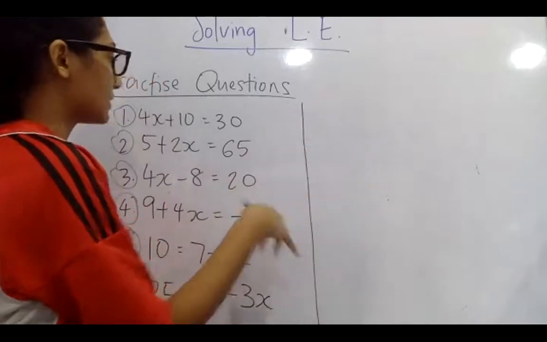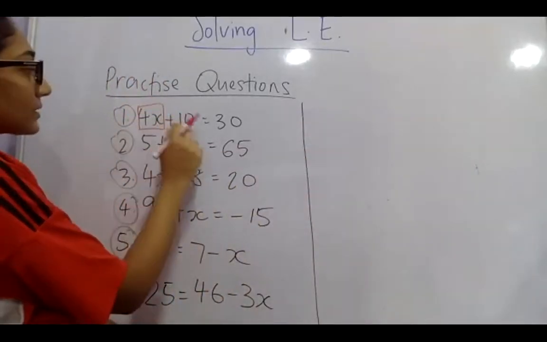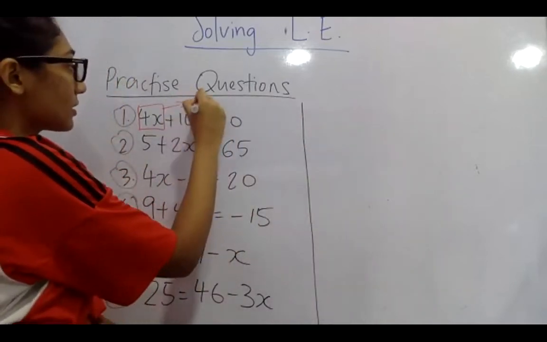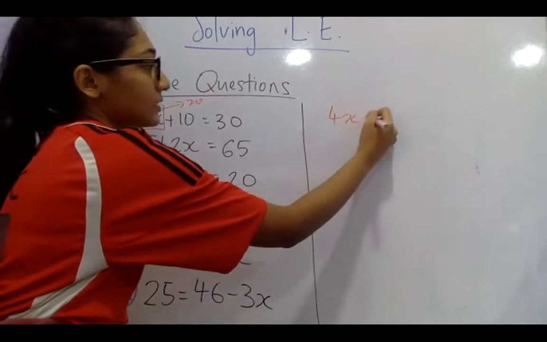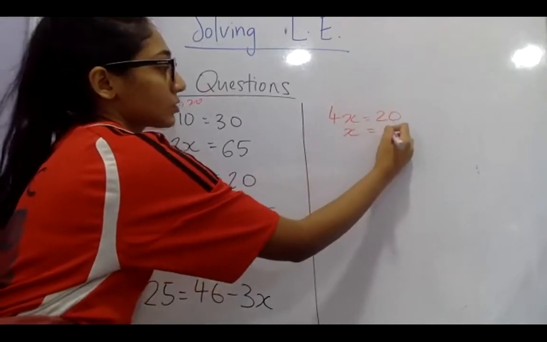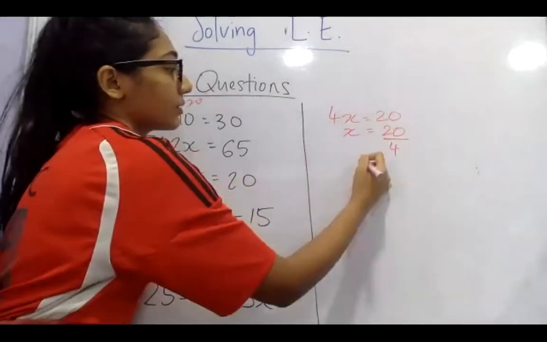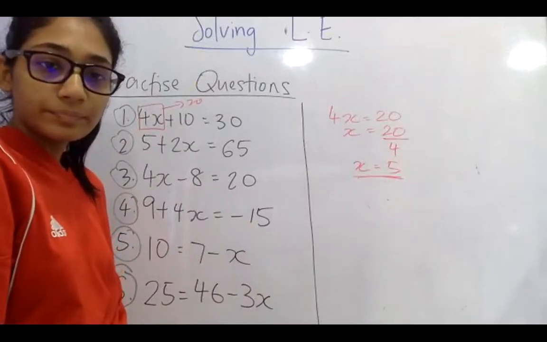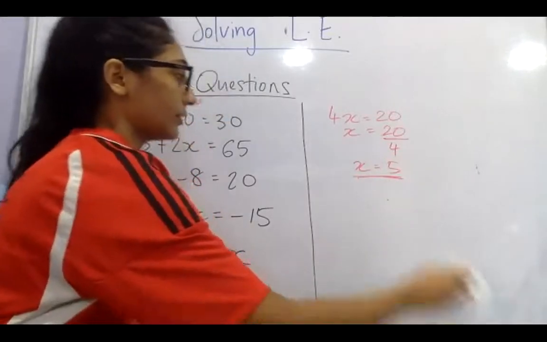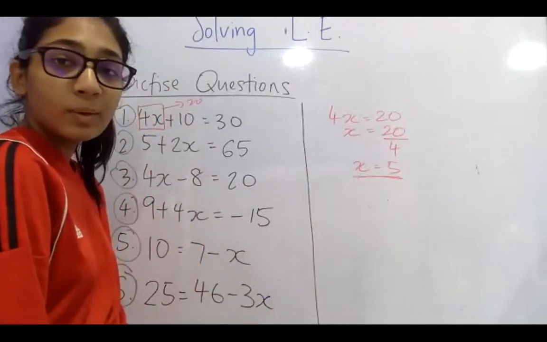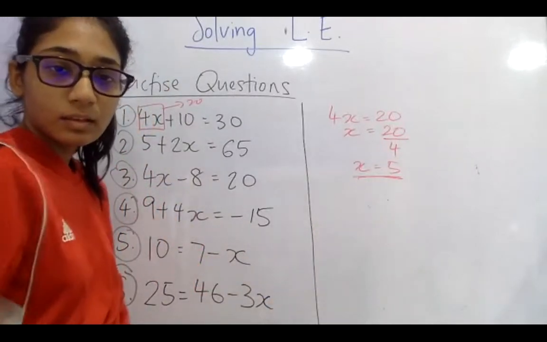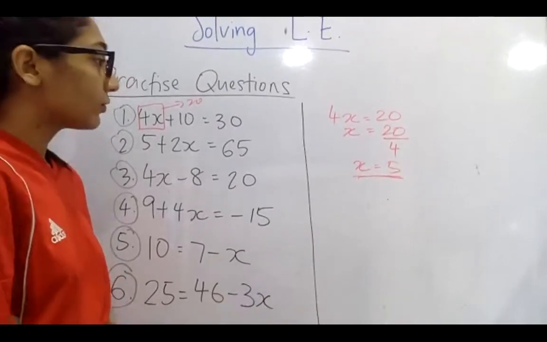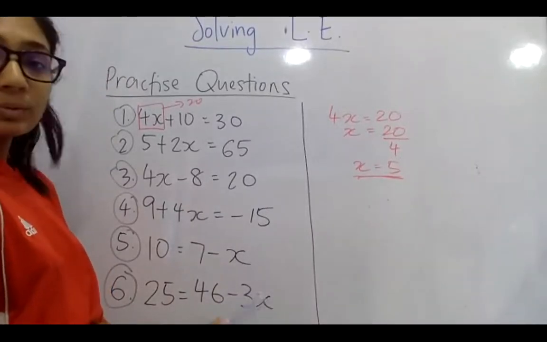4x plus 10 equals 30. That means something plus 10 equals to 30. So that something is 20. It's 20 plus 10 is 30, which means 4x equals to 20. X equals to 20 divide 4. So x equals to 5. Okay? Everyone got that? Anyone did not get that? Okay, I'll take that as a no. Okay, so for number 1, x is equals to 5.